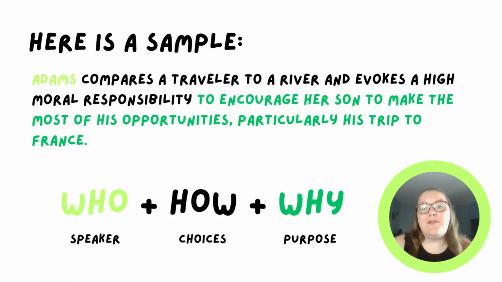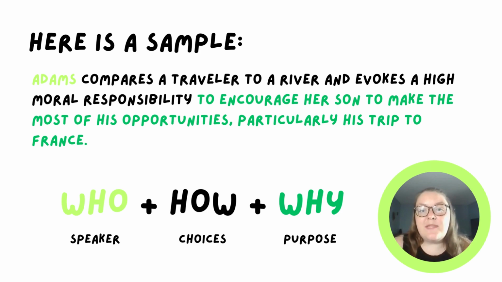So let's look at an example using the who, how, why format. Adams compares a traveler to a river and evokes a high moral responsibility to encourage her son to make the most of his opportunities, particularly his trip to France. This would be a defensible thesis for question 2 for a few reasons. But first, let's talk about how it uses the who, how, why format. In this case, the who is Adams, Abigail Adams, which is from a previous year's prompt. The how, or rhetorical choices, are that she compares a traveler to a river and she evokes a high moral responsibility. And then the why is to encourage her son to make the most of his opportunities, particularly his trip to France with his father.